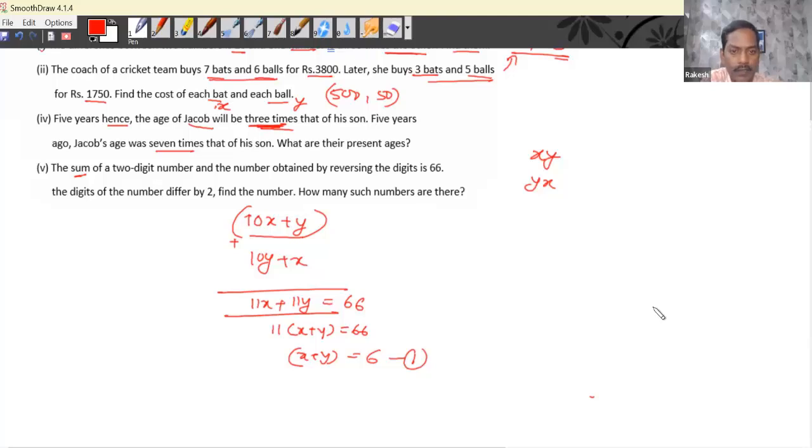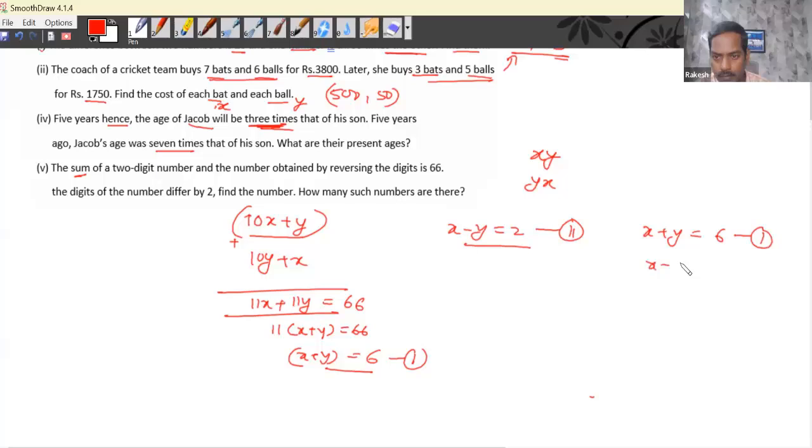Right? Further it says that the digits of the number differ by 2. They differ by 2. Does it necessarily mean x minus y is 2? It could be the other way around also, but we need just one more equation. So I can say that x minus y is equal to 2 is my second equation. Now we have got the two equations. Then we can solve. So let me write them again. x plus y is equal to 6. This is my equation number 1. x minus y is equal to 2 is my equation number 2.